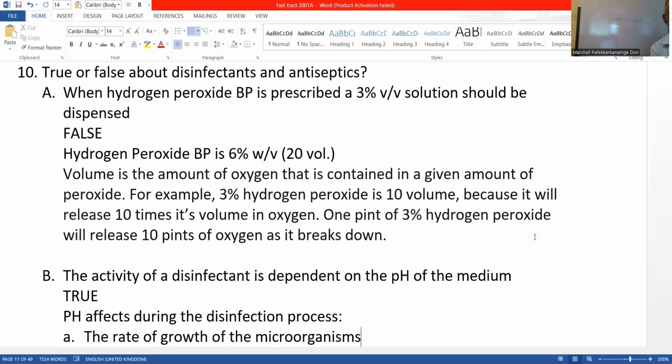Hydrogen peroxide strength is given in volumes also. 10 volume means if you take 1 ml of hydrogen peroxide, that will give 10 ml of oxygen. Hydrogen peroxide releases oxygen on dissociation. So after dissociation, 1 ml of hydrogen peroxide will give 10 ml of oxygen. That is equal to 3% hydrogen peroxide. You can also calculate that with the formula. So 3% means 10 volume, 6% means 20 volume. Strength is double.